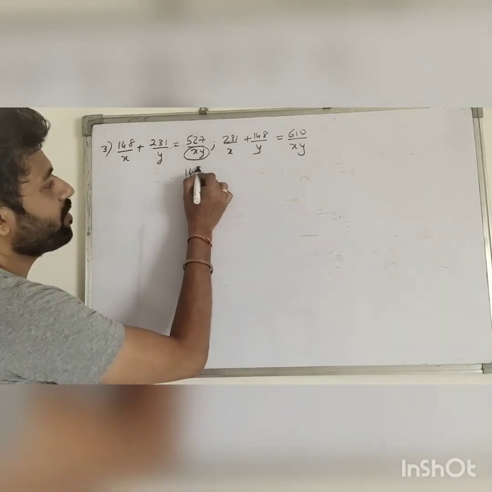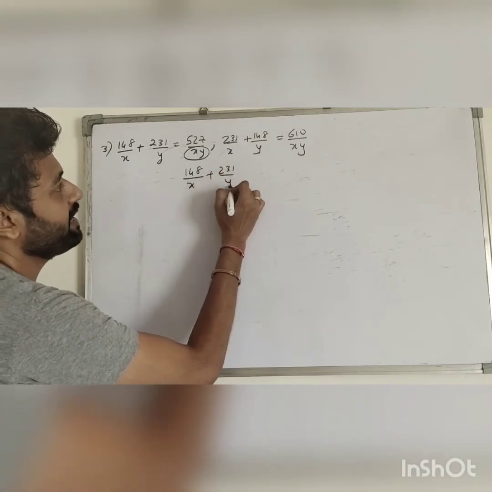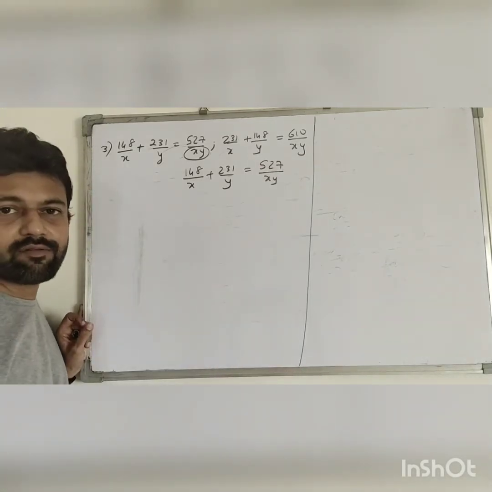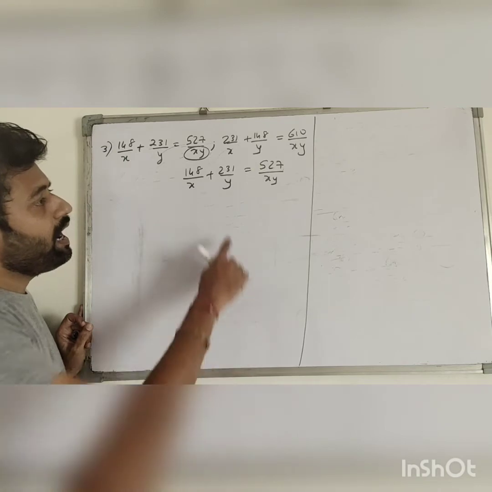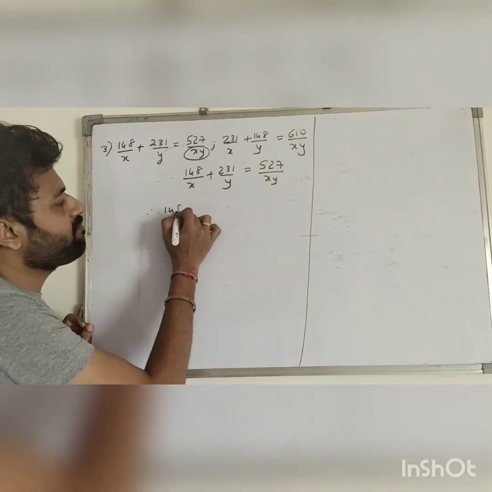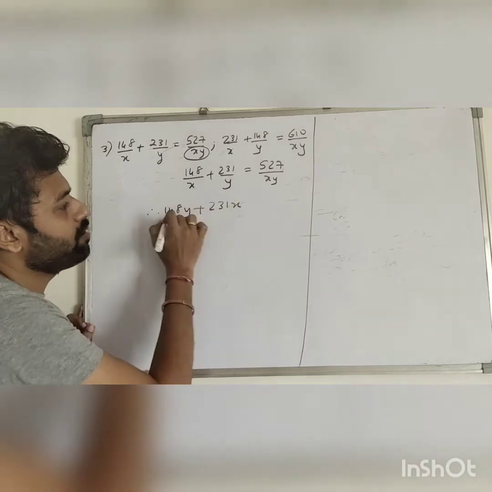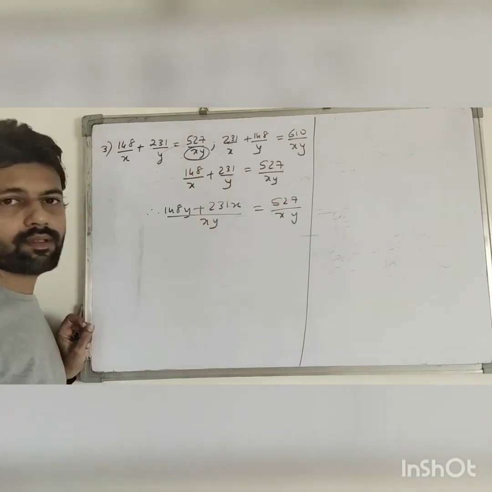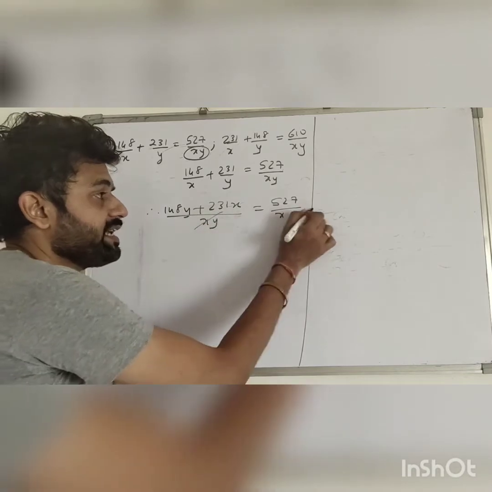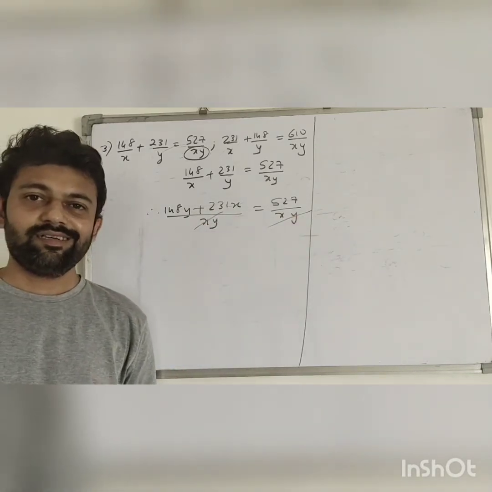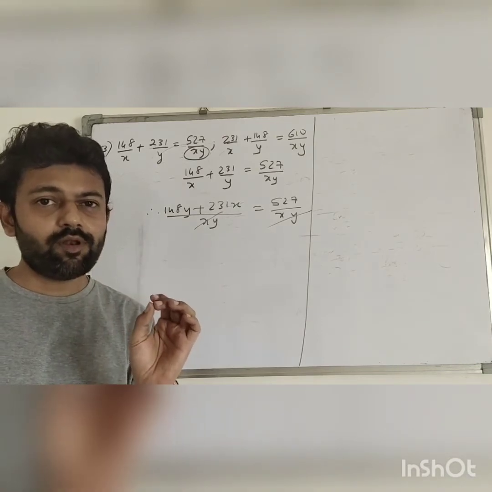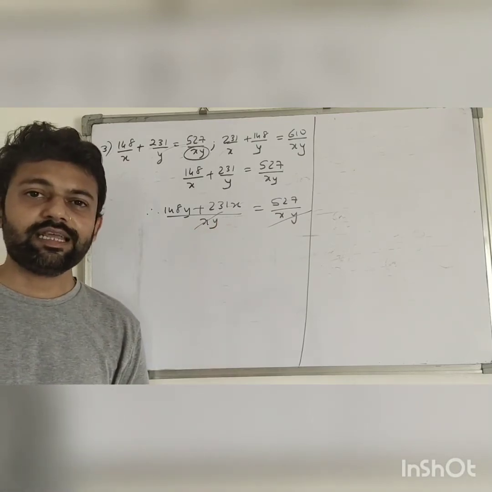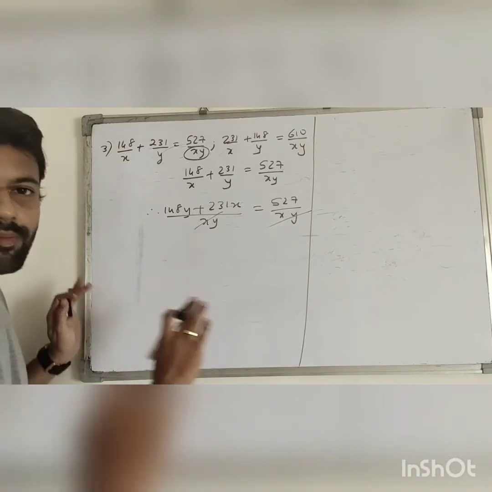Check this. I am writing 148 upon x plus 231 upon y is equal to 527 upon xy. This is my equation. I am doing cross multiplication. I get 148y plus 231x, the whole upon x into y, which is xy, is equal to 527 upon xy. Yes, students, xy gets cancelled here. So this sum was not belonging to the category of substitute, resubstitute. Rather, you should use cross multiplication and cancel the terms xy. This is a normal equation.